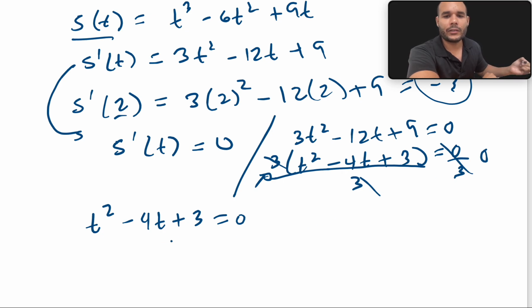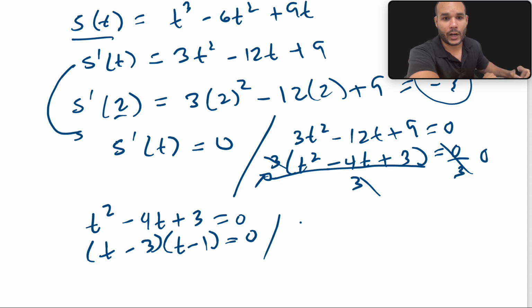Okay, so now this is easy. All you have to think about is two numbers that multiply to positive 3 and add up to negative 4. Okay, so if you want, you can pause the video and think about that. If not, I'm just going to show you. Okay, so the numbers are 3 and 1, but not just 3 and 1, but negative 1 and negative 3. And these are going to be with t. So the solution of this quadratic is t equals positive 3 and t equals positive 1. So this particle is at rest at time 3 and at time 1.